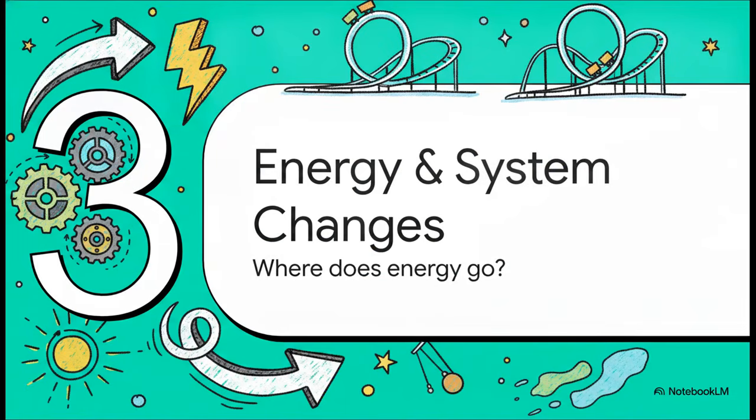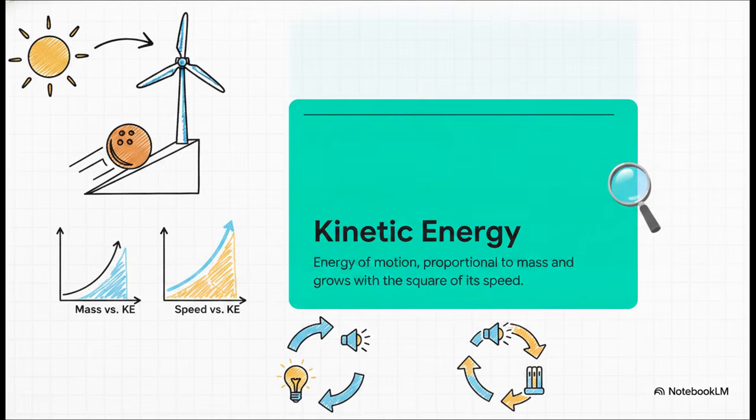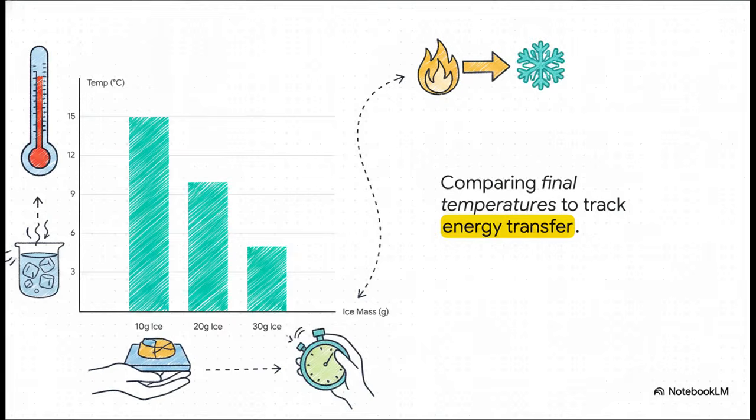Which brings us to Section 3, energy and system changes. We have to answer the question, where exactly does the energy go? You'll trace how energy transfers from one system to another, basically proving that energy doesn't just vanish into thin air, it just changes form. For example, if you double the mass of a moving object, you double its kinetic energy. But if you double its speed, its kinetic energy literally quadruples. And beyond just large objects moving around, it's absolutely vital to recognize thermal energy. The invisible movement of particles at the microscopic level dictates the literal heat we feel, which sets the stage perfectly for our chemical reactions.